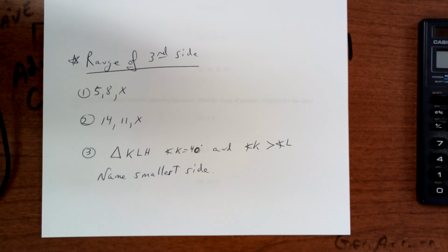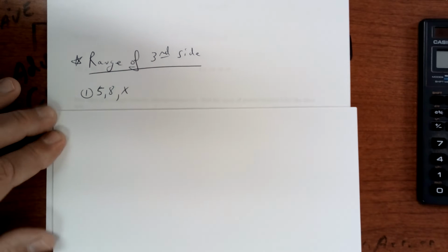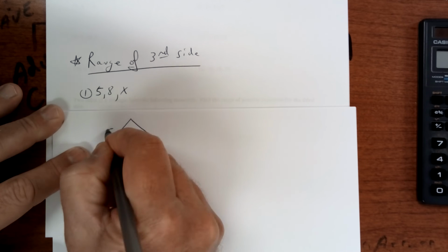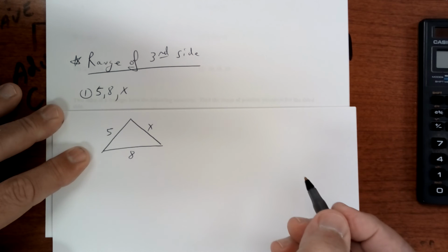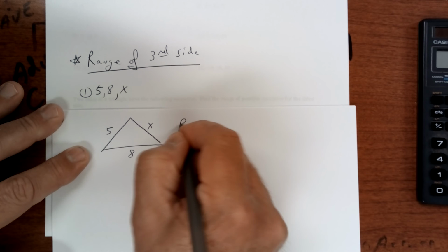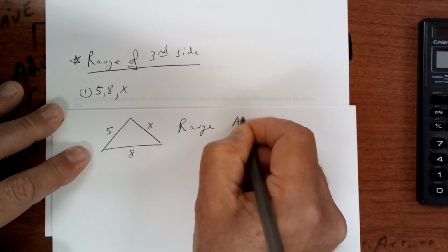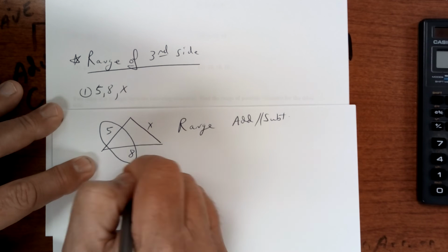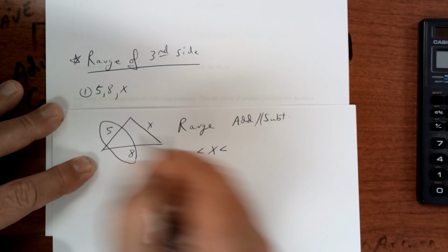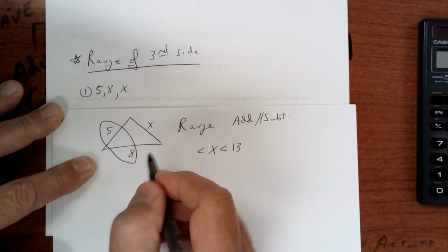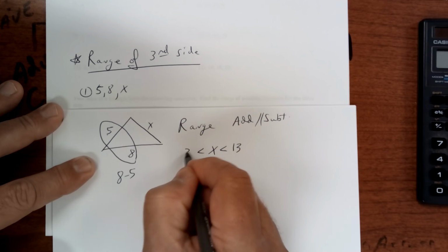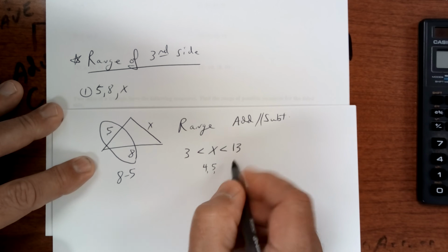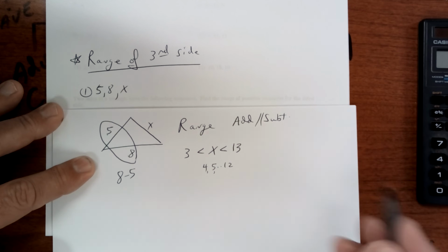Okay, so a range for the third side. Let's say they give you a triangle. They tell you one side is 8 and one side is 5, and you don't know the other side. The way you do it to get the range, and write this down, you add and subtract. That's it. So you add these two numbers, so the upper range is 13. And you subtract 8 minus 5, and you get 3. So it can be 4, 5, all the way up to 12. That's the range, and that's the answer.